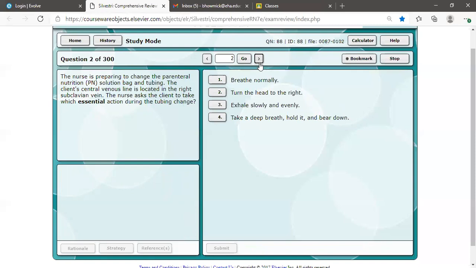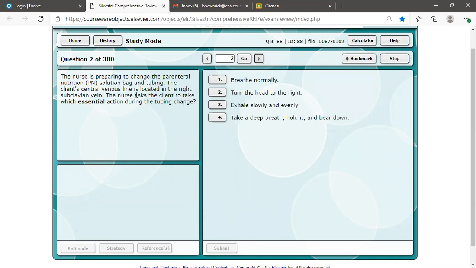They said a nurse is preparing to change the parenteral nutrition. The client's central venous line is located in the right subclavian vein. The nurse asks the client to take which essential action during the tubing change? I said parenteral nutrition is sometimes given through a peripheral channel or a central line. Basically for a central line we use the subclavian vein. So this is preparing to change, right? The client's central line is located in the right subclavian. There are left subclavian and right subclavian too. This patient is using the right.